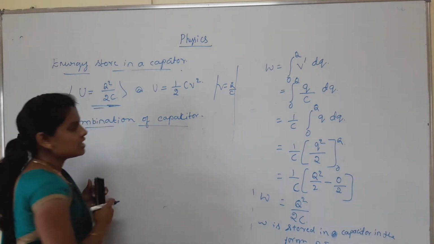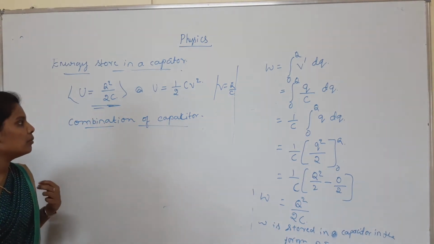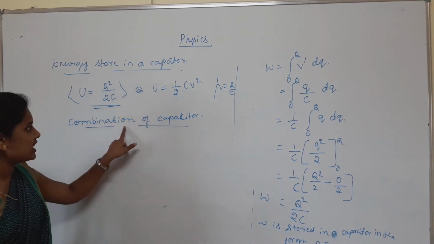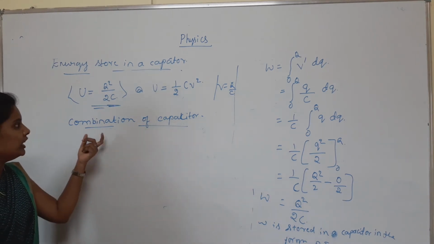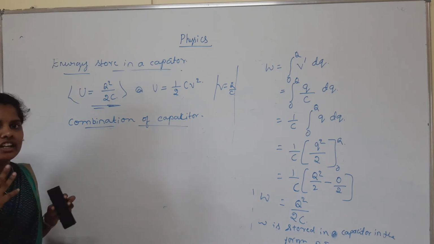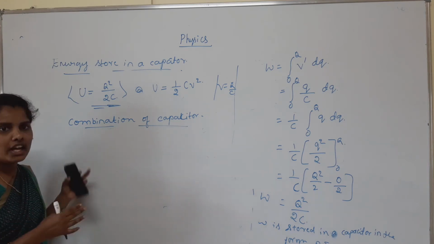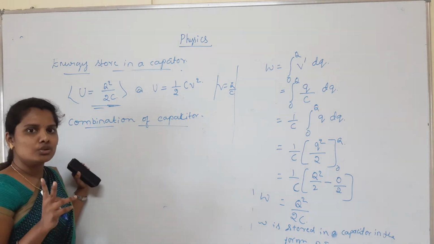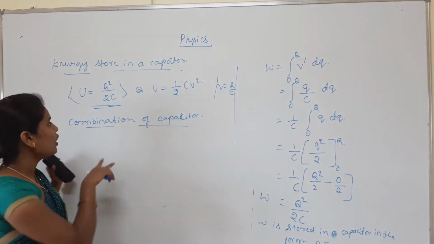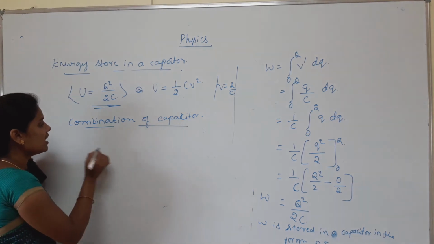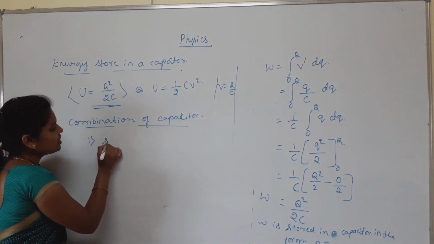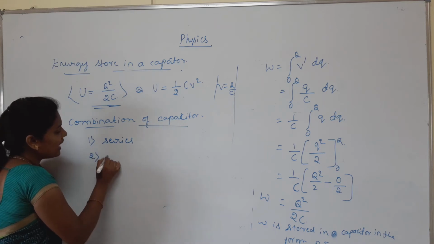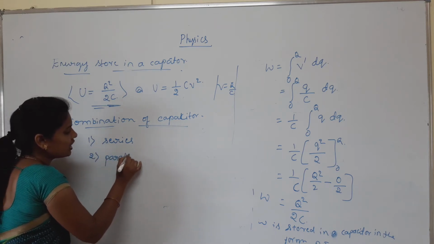Why do we need this combination of capacitors? Because to get a desired effective capacitance, we need to combine individual capacitors into a combination. There are two simple types of combination of capacitors. The first one is the series combination and the second one is the parallel combination.